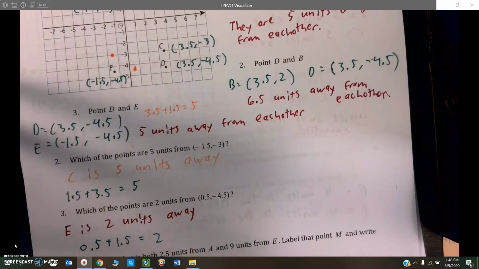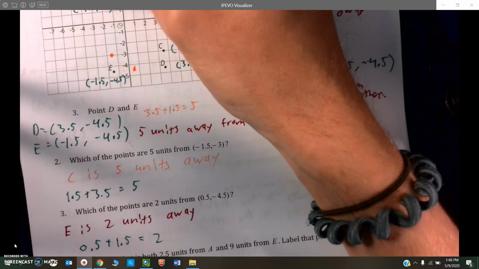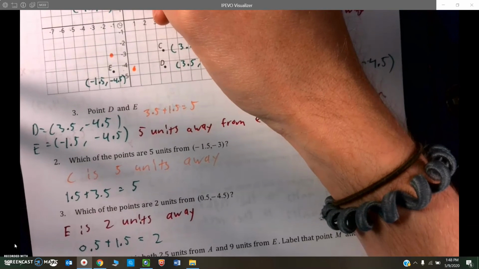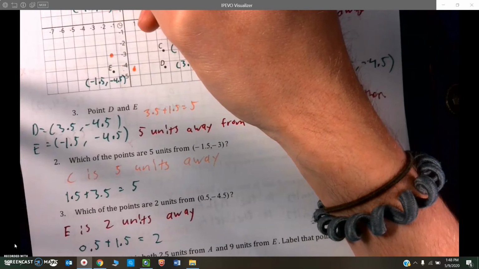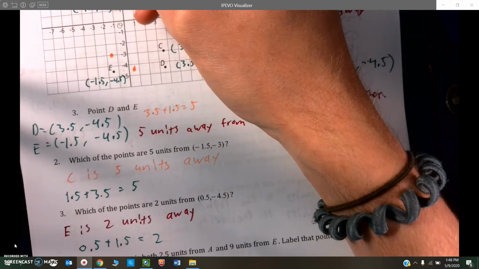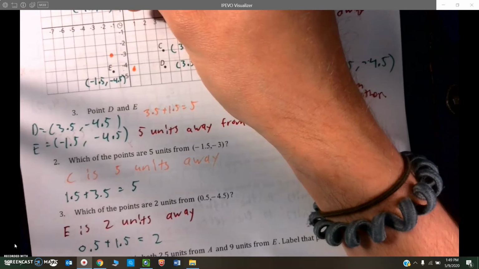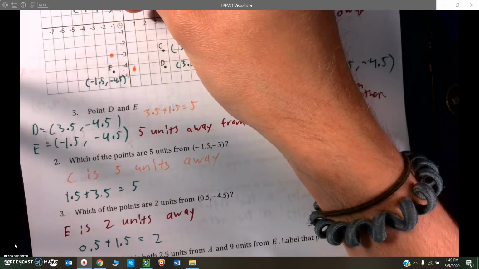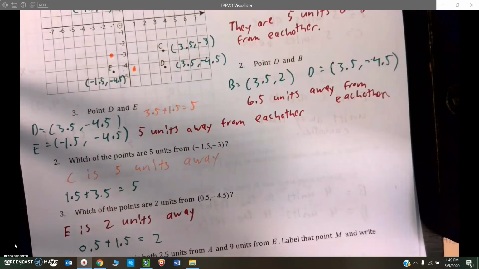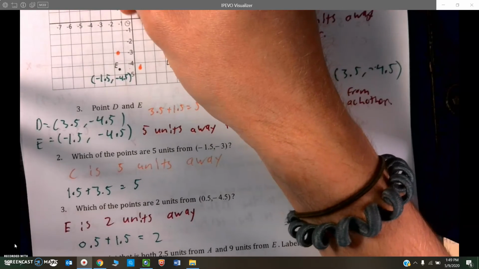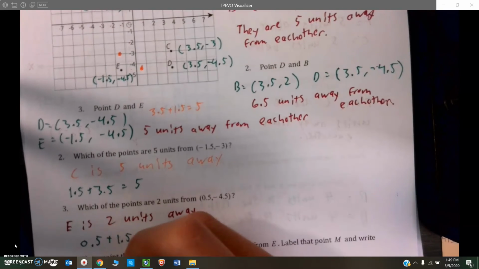Plot a point that is 2.5 units from A and 9 units from E. Label that point M and write down its coordinates. Okay, so here's A. And so it has to be 9 units from E. So then we've got to go a little bit further up. I could imagine we're going to go 1, 2.5. And that would be right here. And that would be (-1.5, 4.5). That's M.